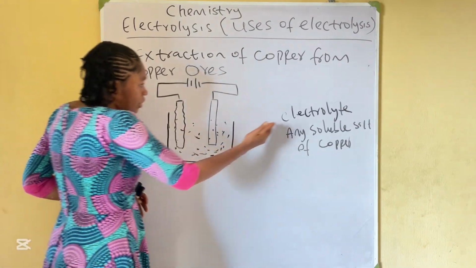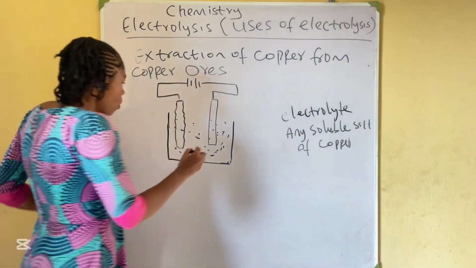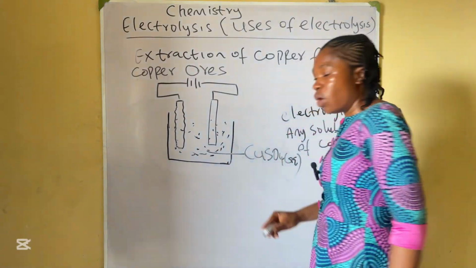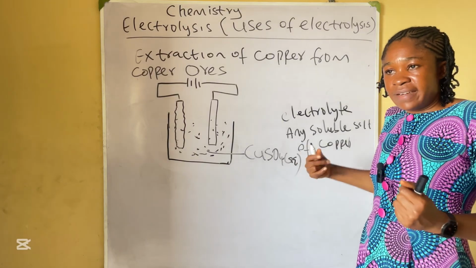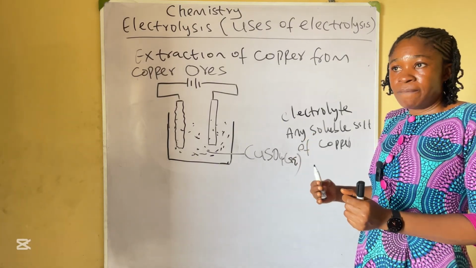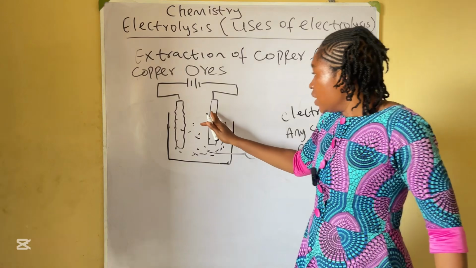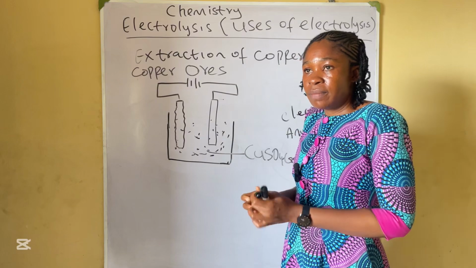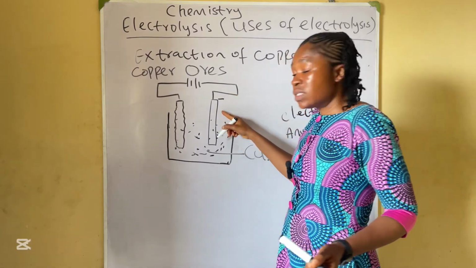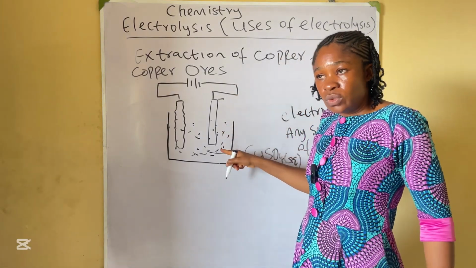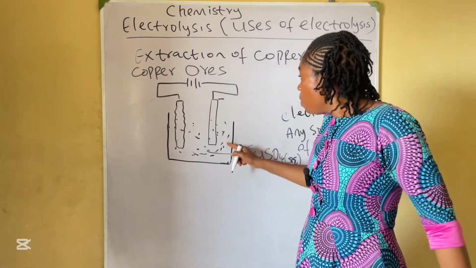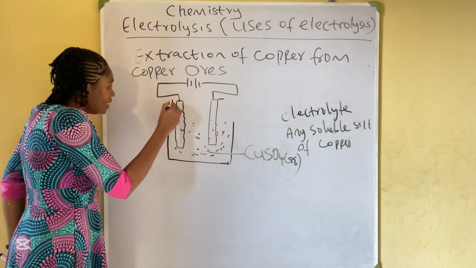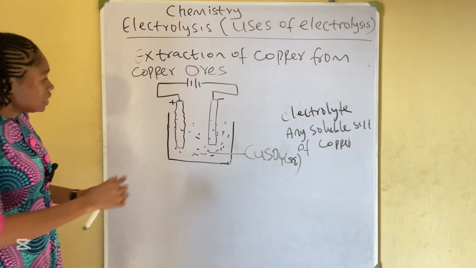The electrolyte is any soluble salt of copper. It could be copper(II) sulphate solution, CuSO4 aqueous, or copper(II) chloride, or copper(II) nitrate, any soluble salt of copper(II) ion. Now the electrodes. The cathode is the pure copper. It could be a copper plate or copper rod. The impure ore is the anode.